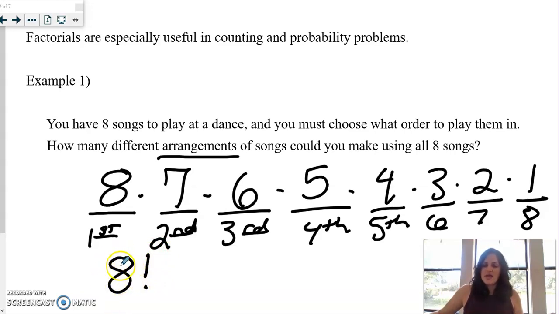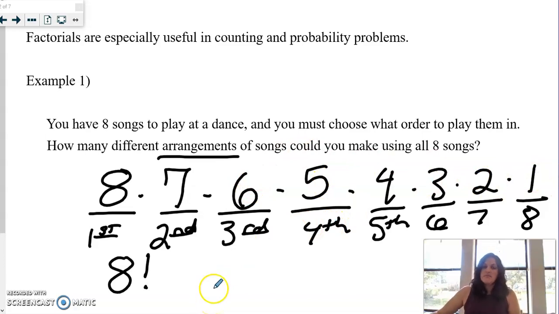On most calculators, you can type 8, find that factorial button, and it'll automatically calculate 8 times 7 times 6 times 5 times 4 times 3 times 2 times 1 for you. If you don't have that button, though, you still have to manually type in 8 times 7 times 6 times 5 times 4 times 3 times 2 times 1.